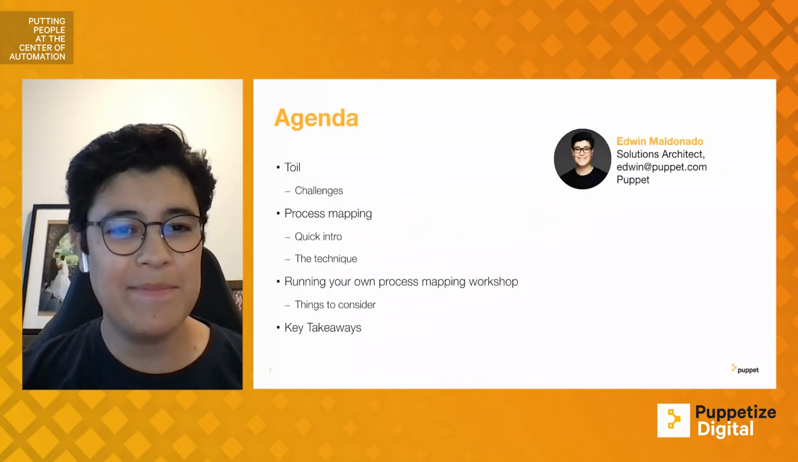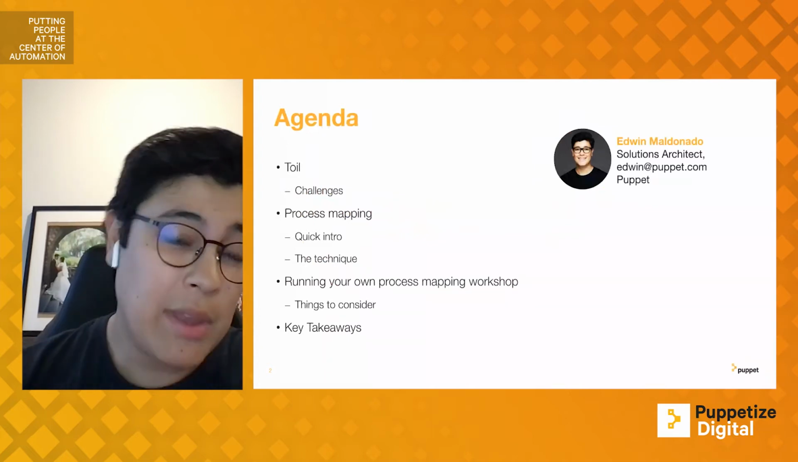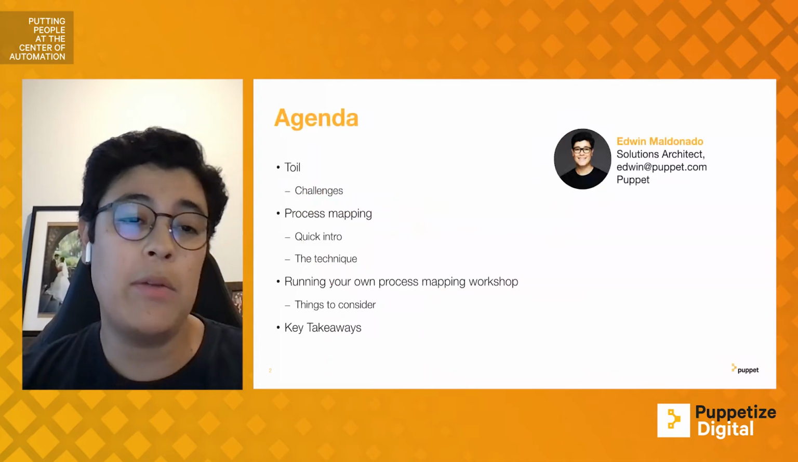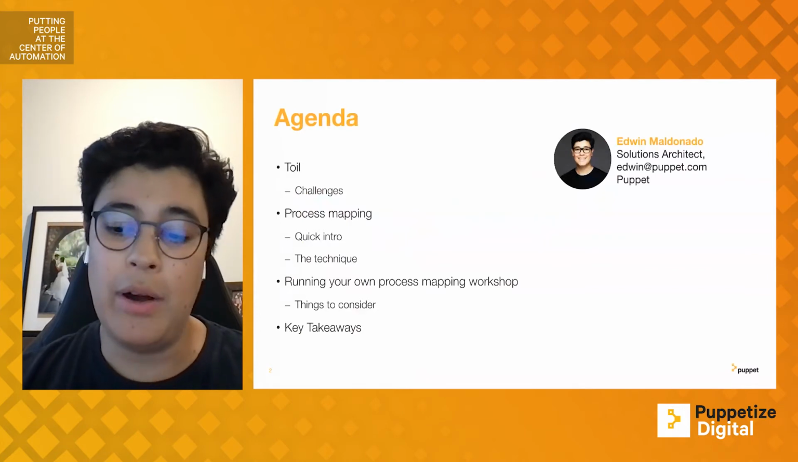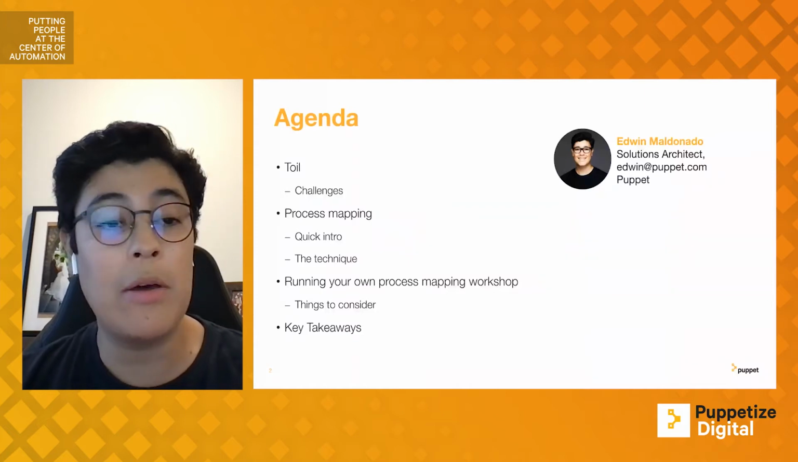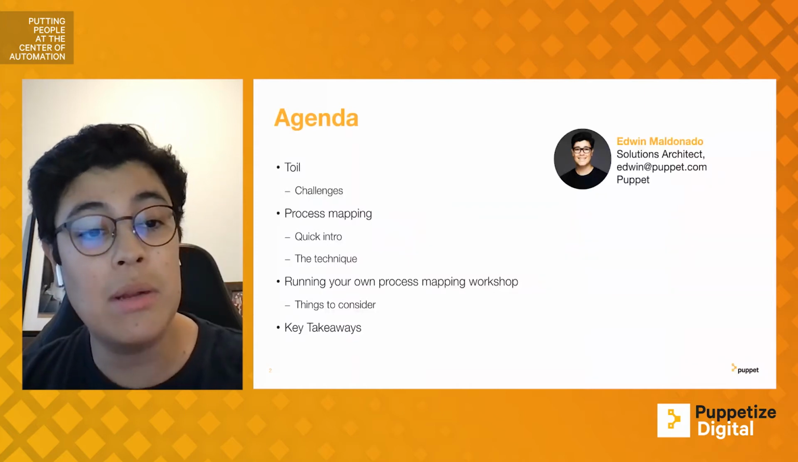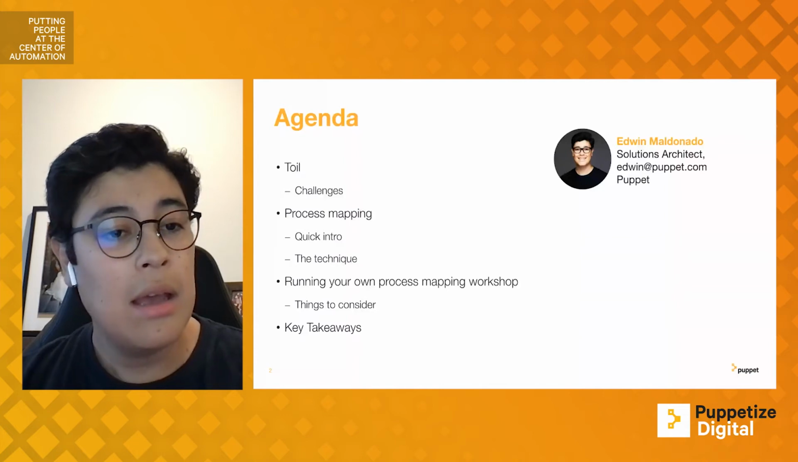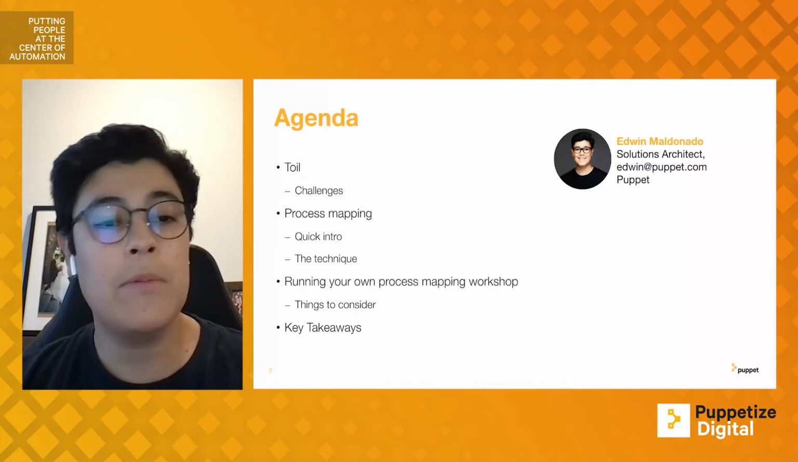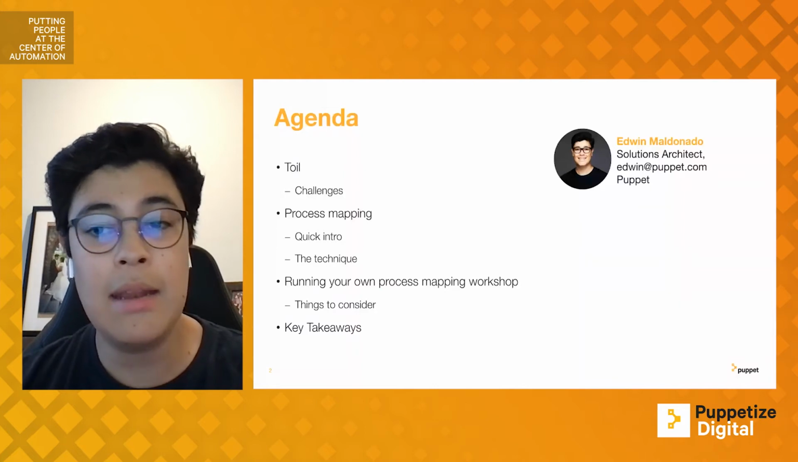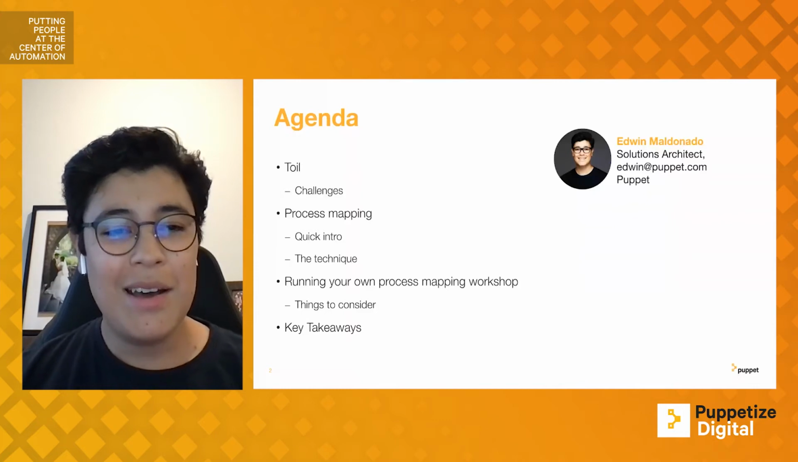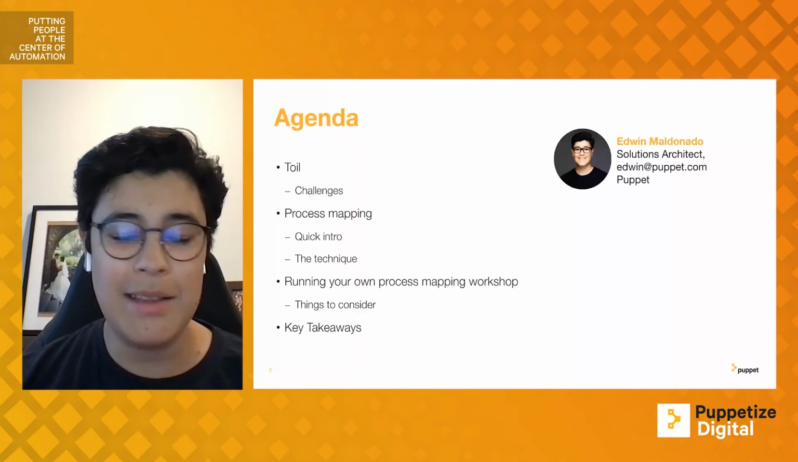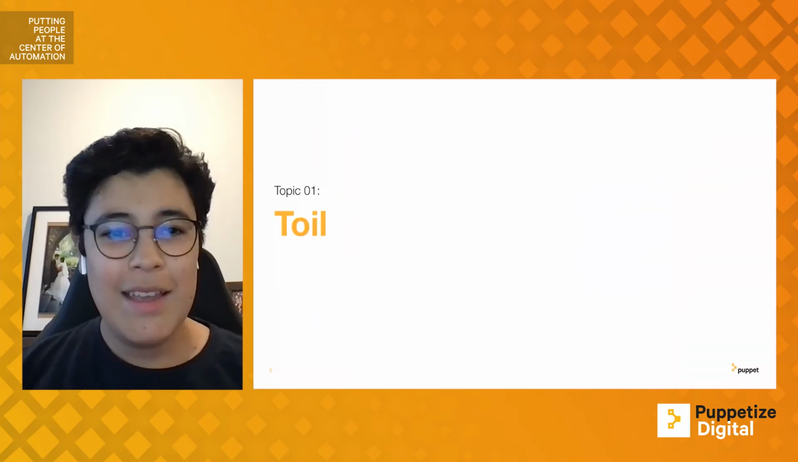So let's get started. This is the agenda for today. We're going to talk about toil as a concept. We're not going to go deep in this topic because it's not part of the whole session. The session is more about the process mapping that we have been doing and how you can apply this in your organization. We're going to give you a quick intro. I'm going to talk about the technique, and then I'm going to give you all the tips and tricks that you can use in your own workshop. At the end, we are going to wrap everything with the key takeaways, and that will be it for today. So let's move to the next slide.